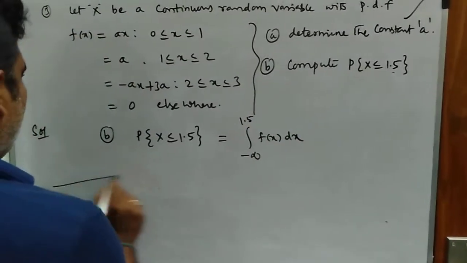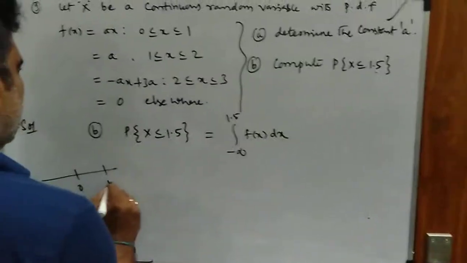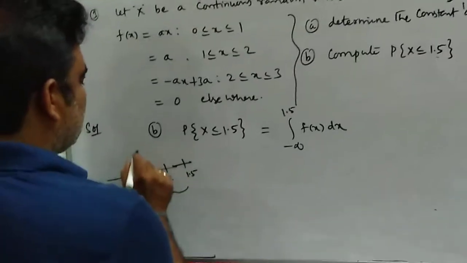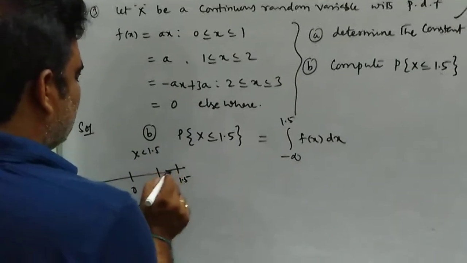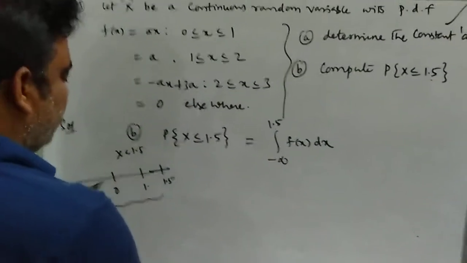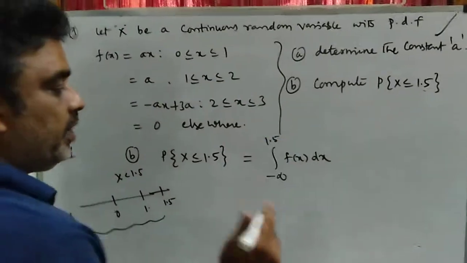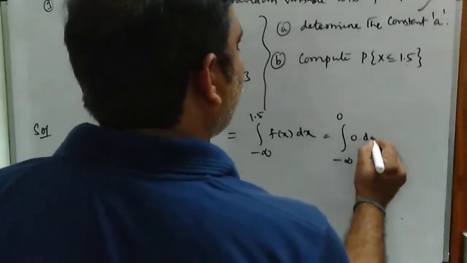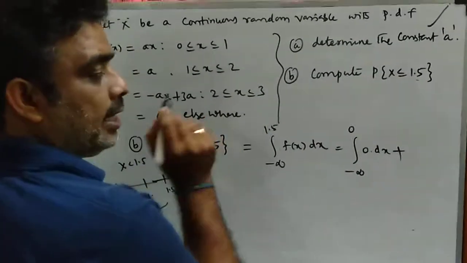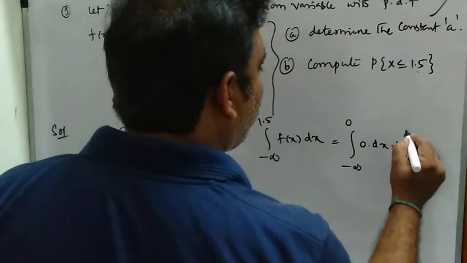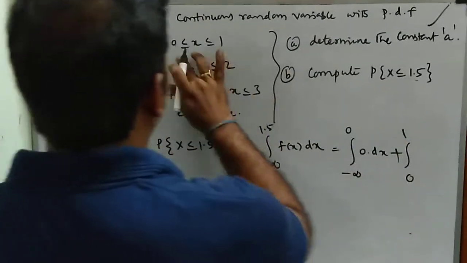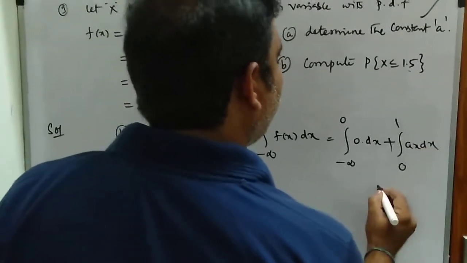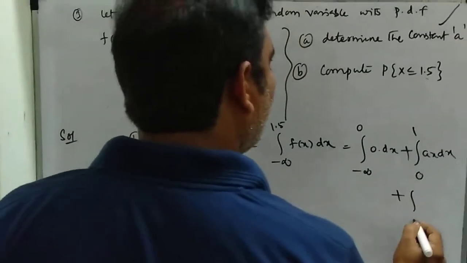Am I right or not? Probability of x, this is 0, this is 1, this is 1.5. X less than 1.5 means the limit is minus infinity to 1.5 of f of x dx. But from minus infinity to 0, the value of f of x is 0. That comes under elsewhere. But from 0 to 1, the function is ax dx, plus the integral from 1 to 1.5.